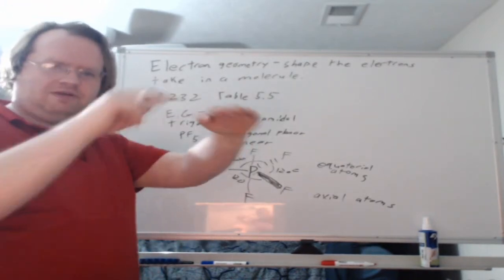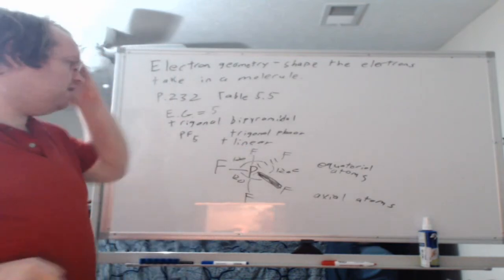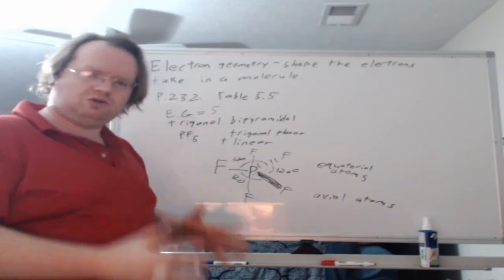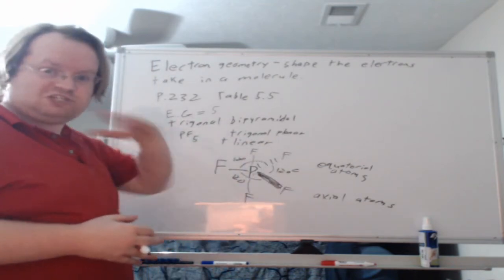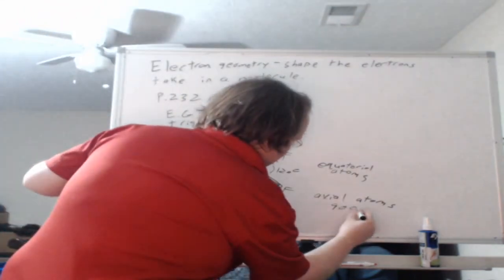Center of the globe, things on that edge. This is like the North and South Pole. So here, if you remember, your linear molecule was 180 degrees. But now you jabbed a triangle in the middle of it, which splits that 180 in half. So the axial atoms end up with 90 degree angles.